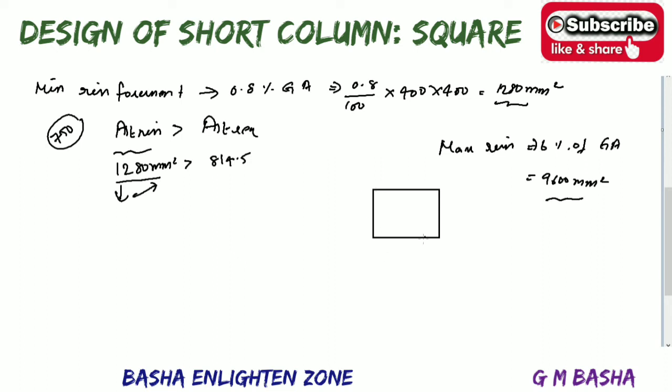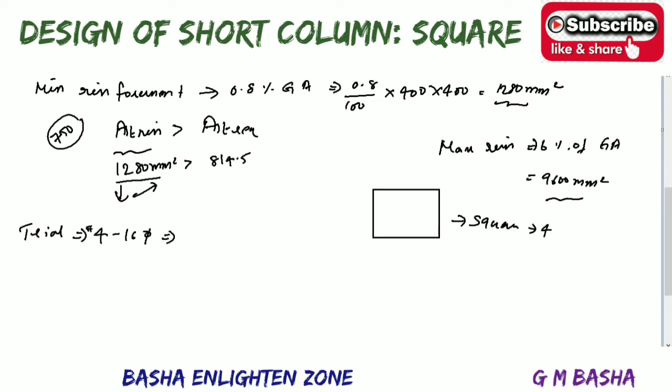And the square column, so we are solving the square column. The minimum number of bars required for the square column is 4. Already you people know that. And for the circular column it will be 6. So then go for the trial section, that is 4 bars of some 16 dia.